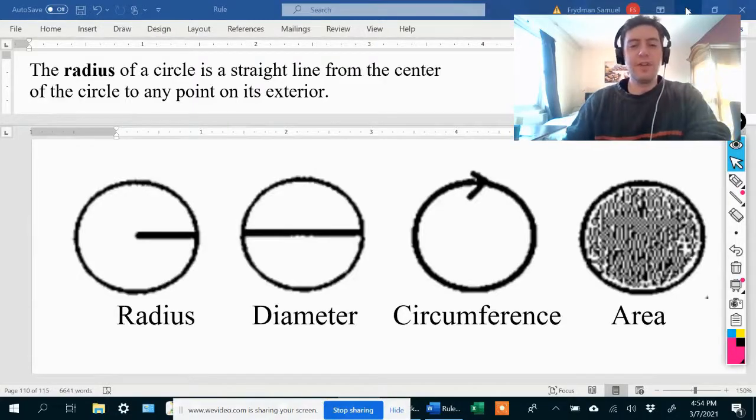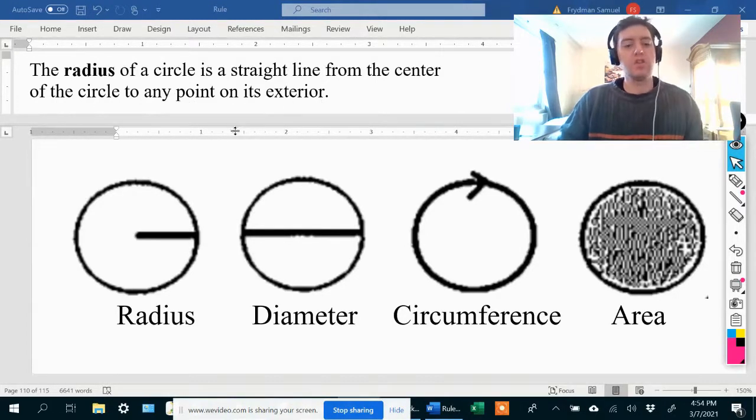Hi everybody, in this video we're going to talk about the parts of a circle, starting with the radius. The radius of a circle is a straight line from the center of the circle to any point on its exterior. So here we have a circle, right? And this line over here would be a radius of the circle because you can see it's going from the center to the exterior of the circle in a straight line.